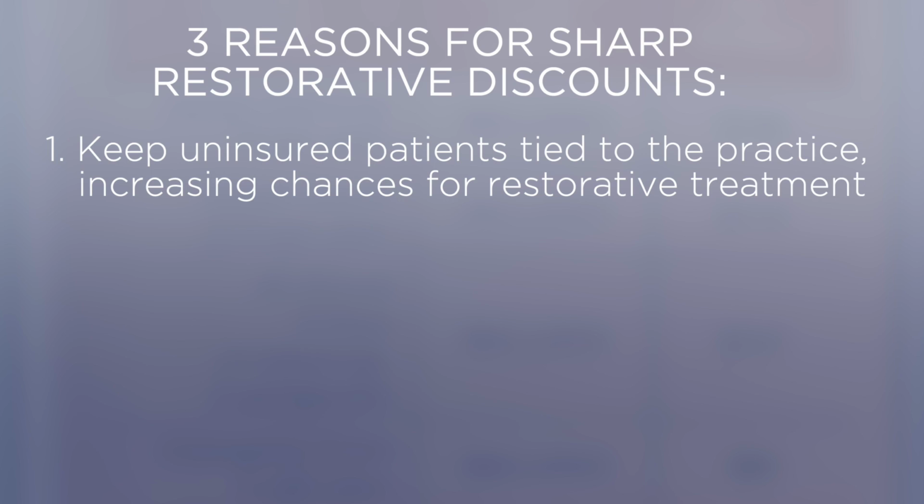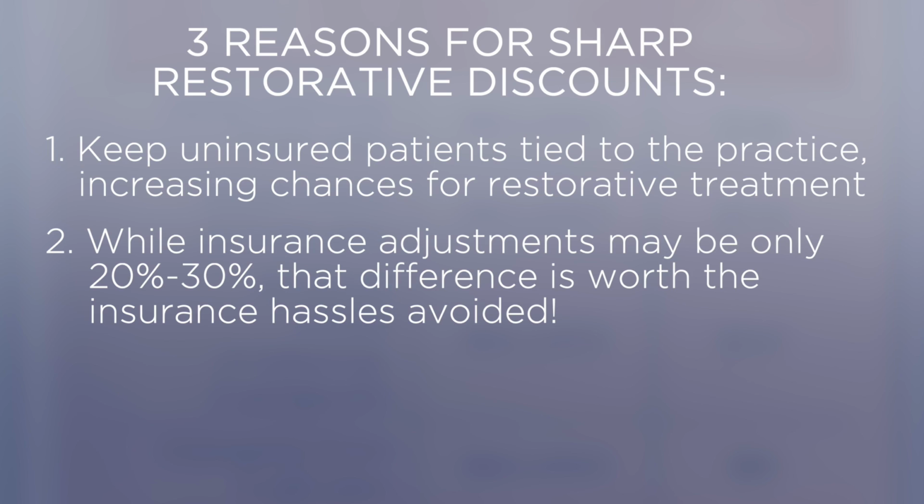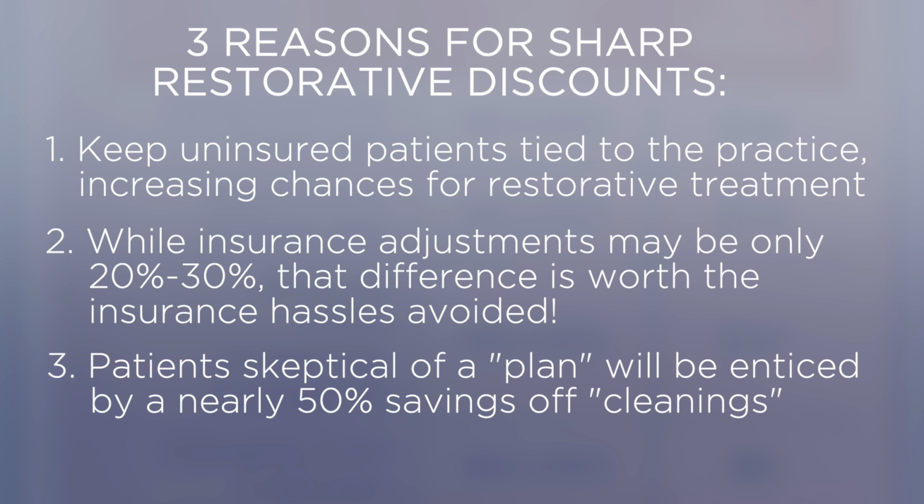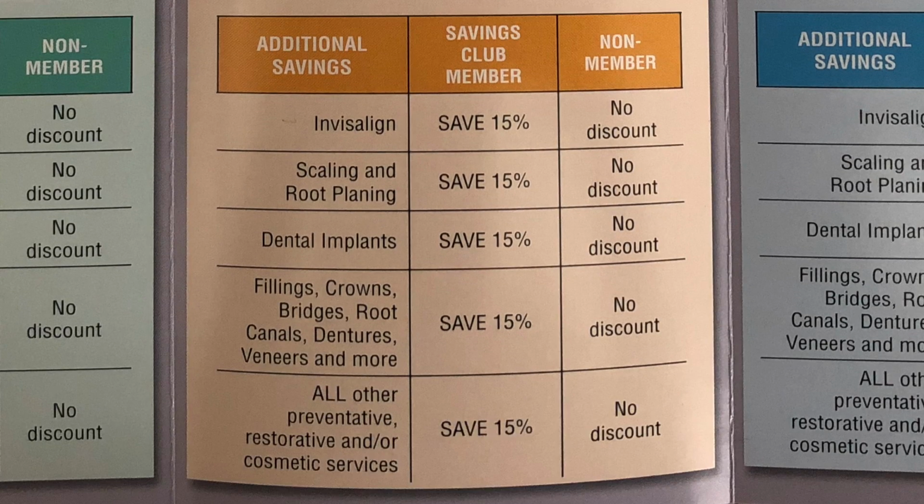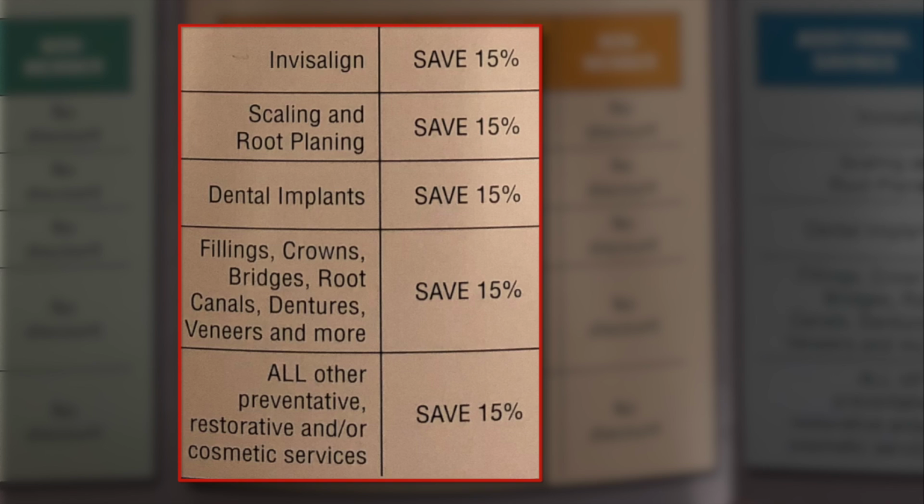First, we are keeping these uninsured patients tied to the practice and increasing the chances we'll see them for their restorative needs. That's worth a lot. Second, while insurance adjustments may be 20 to 30%, the difference is well worth the time and hassle we avoid by not having to spend time with PPO representatives submitting claims and chasing down reimbursements. Third, patients who may be skeptical of a quote-unquote plan will be easier to entice when they realize they are saving almost 50%. In addition, we offer a 15% discount across the board for all restorative services, Invisalign, etc.